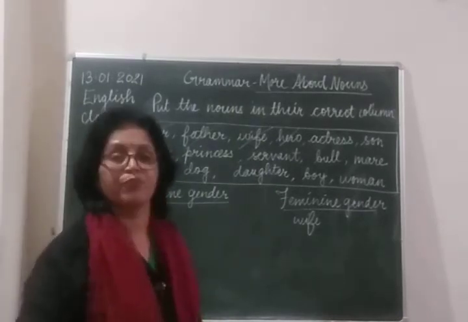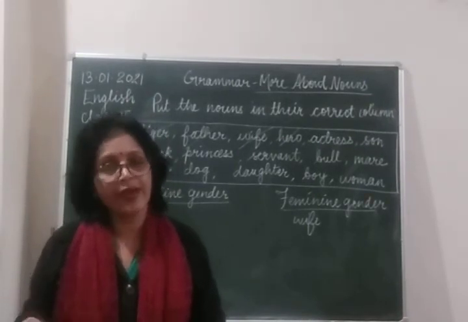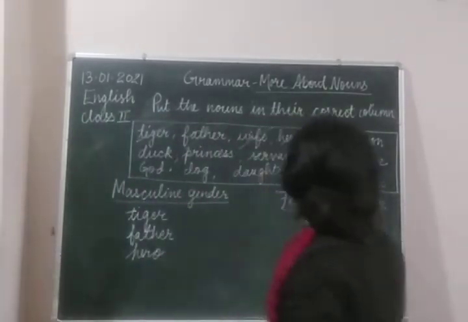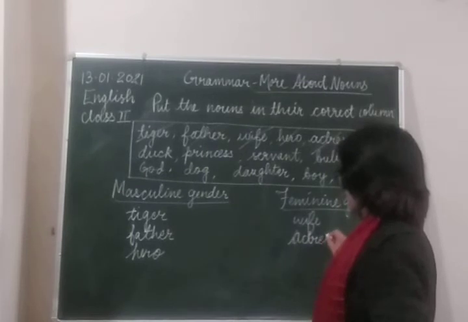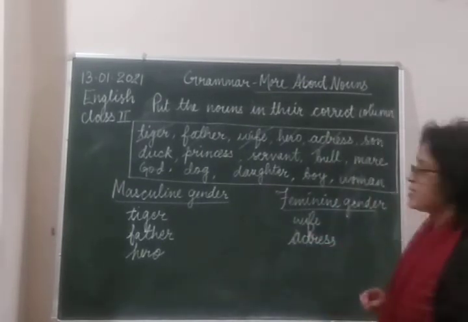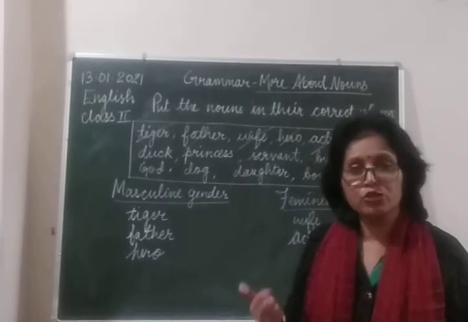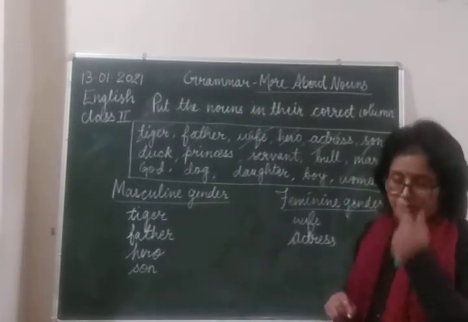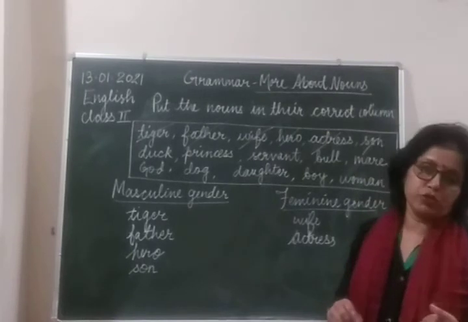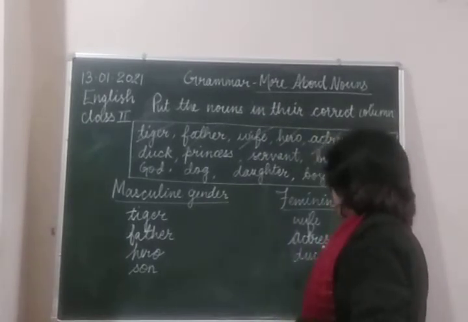Next is actress. Children, actress is a feminine gender. The masculine gender of actress is actor. Actress comes under feminine gender. Next is son. Son is a masculine gender and its opposite gender is daughter. Here we have son, which is a masculine gender. Now next noun is duck. Children, duck is a feminine gender. The masculine gender of duck is drake. Duck will come under feminine gender.